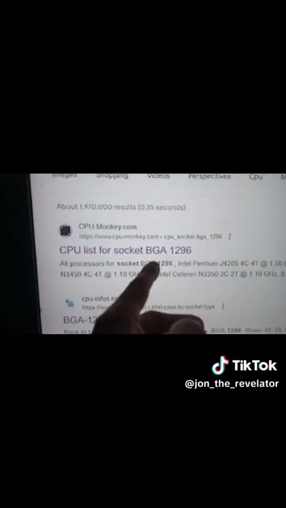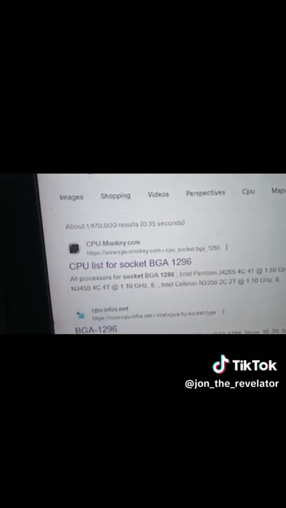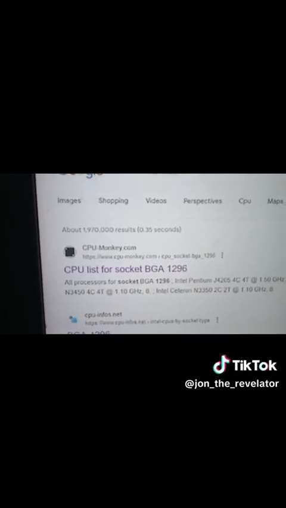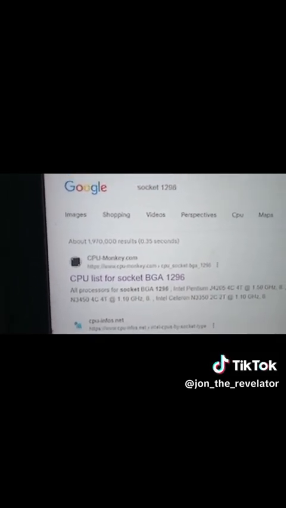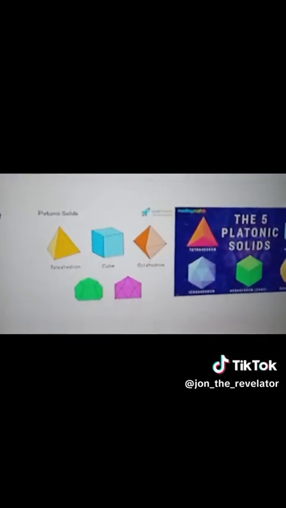And this ties into the BGA socket 1296, which is computers. And this ties into this space, and the computers tie in the same reason why I typed in 2160, which is the diameter of the moon, and it comes up as screen resolution. The same reason our platonic solids show up in our video games.